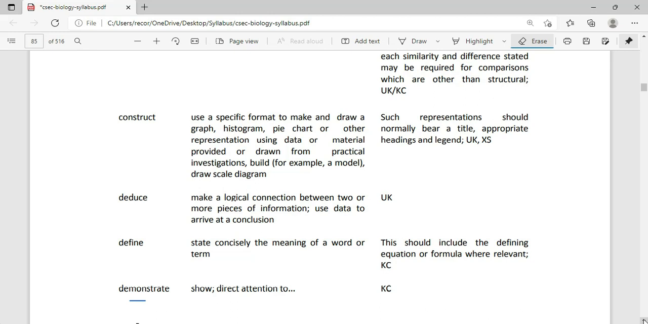Demonstrate. You are going to show what you know. All right? Show direct attention to whatever you are doing. So you probably want to demonstrate how we use the measuring cylinder. You probably want to demonstrate how do we go about finding the temperature correctly. Any one of those measurement and manipulation skill demonstration would pretty much be a good choice of word.